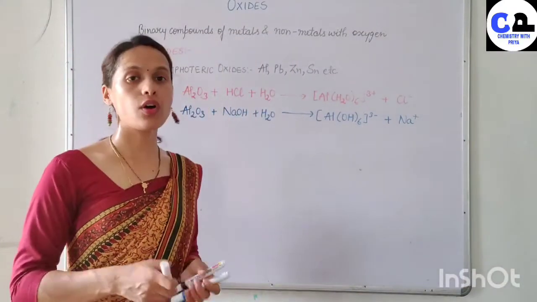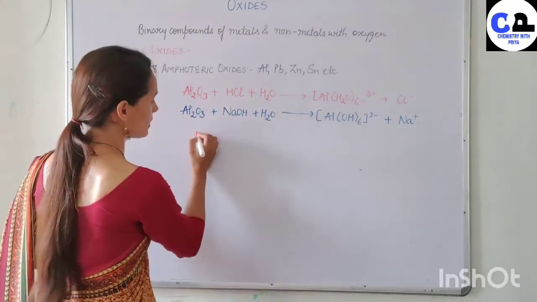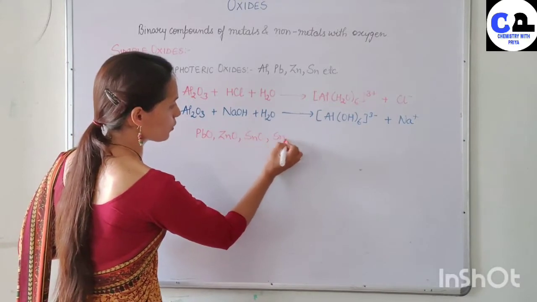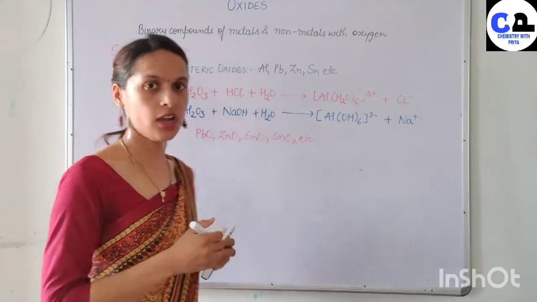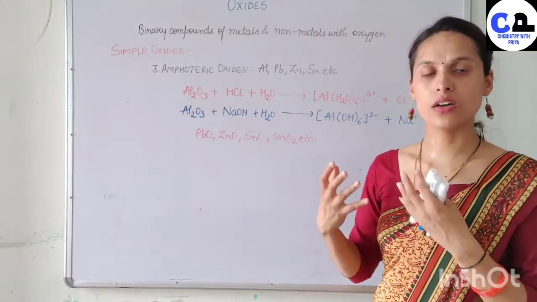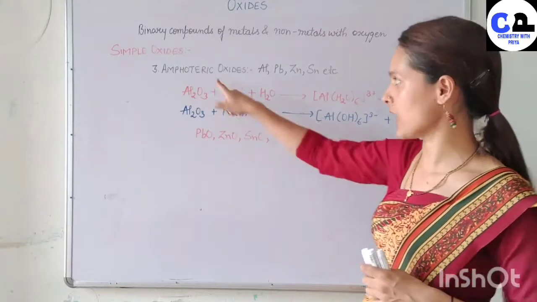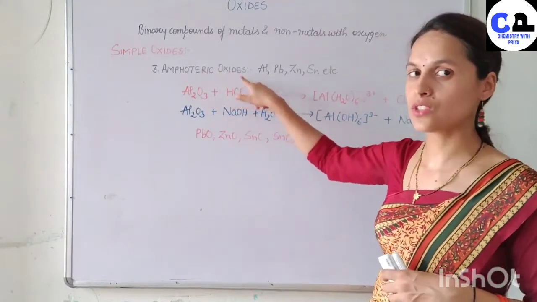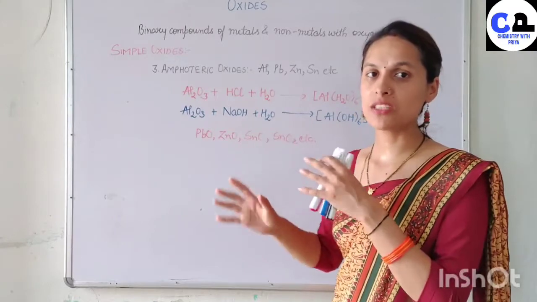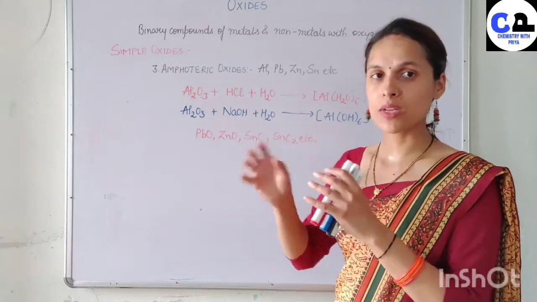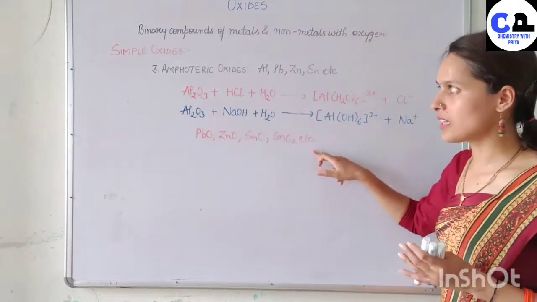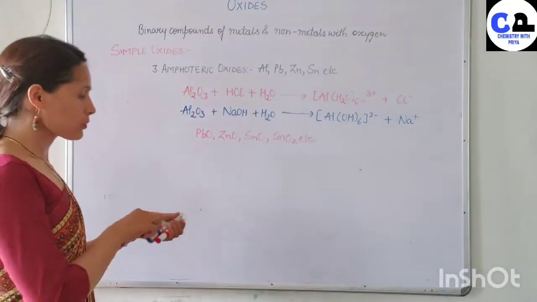The other examples of amphoteric oxides are PbO, ZnO, SnO, SnO2, etc. So amphoteric oxides are the oxides which react with both acid as well as the base, and these oxides are formed by the elements which are on the border between the metals and the non-metals. Two reactions are here, and these are the other examples. Now, the simple oxide, fourth category.